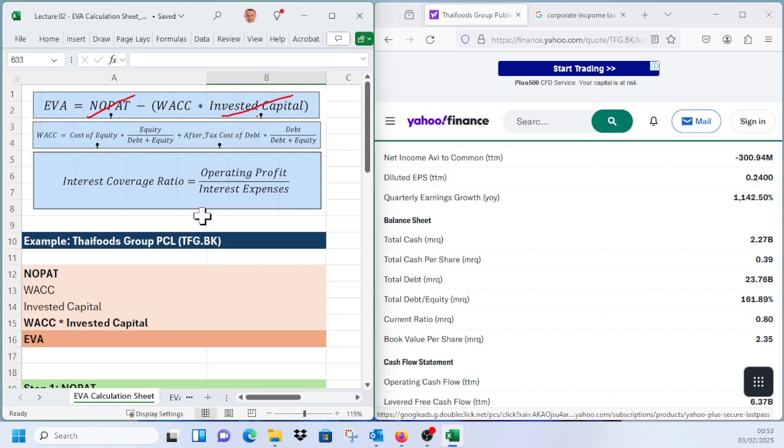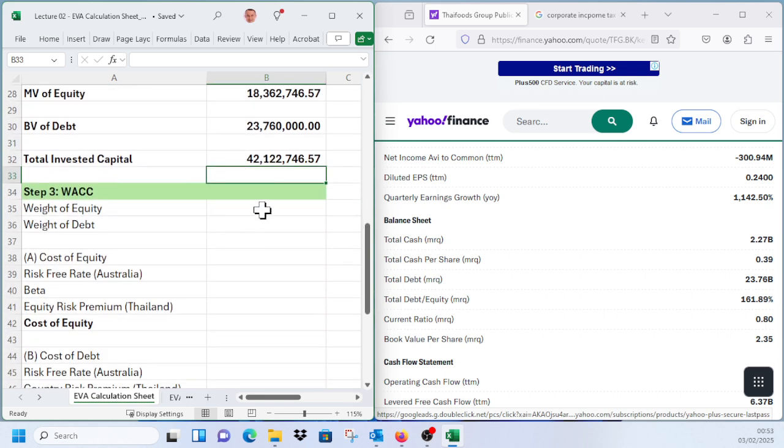So what we can already do are those two weights here, this one and this one. So if you let me scroll down, the weight of equity is simply the market value of equity divided by the total invested capital. And we see here this is 43.59%. And then we already know the weight of debt as well, because that's just the book value divided by the total invested capital, and these two numbers need to add up to 100%, which they do.